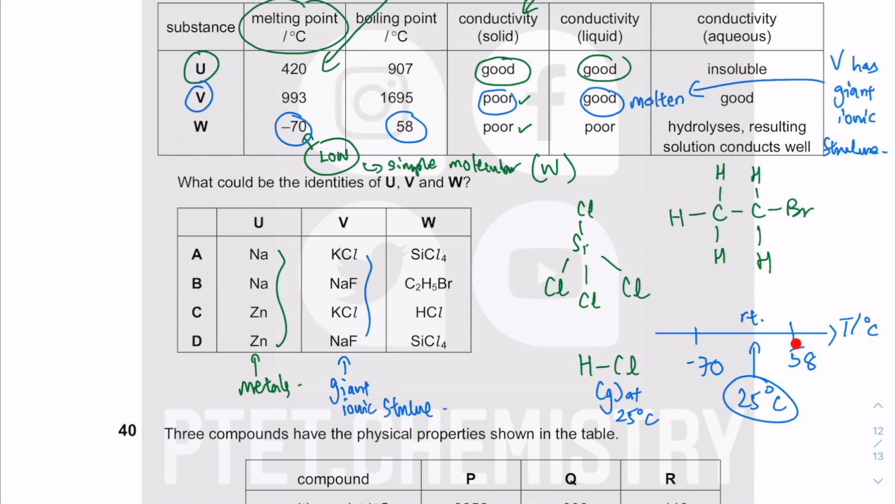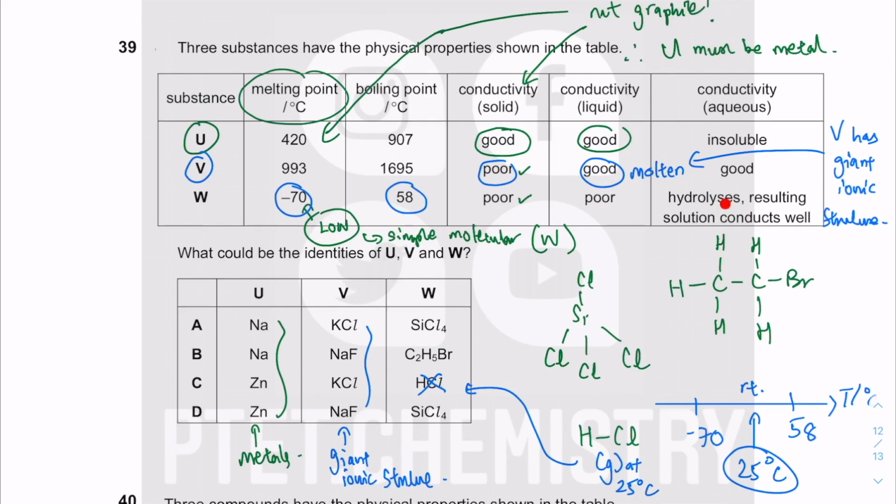This one, the boiling point is 58, so I can tell you HCl is out, because HCl is already a gas at room temperature and pressure. Okay, so what else? C2H5Br and SiCl4. This thing called hydrolysis, resulting solution conducts very well. So C2H5Br is not hydrolyzed. Okay, whereas SiCl4, hang on, I could be mistaken.